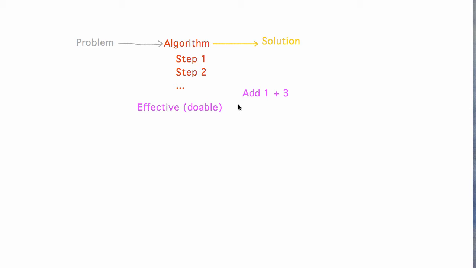On the other hand, win the lottery is not an effective step because no one has a surefire way of doing it, so it can't be carried out on demand. The steps in an algorithm also have to be what are called definite, meaning that there is no uncertainty about what they mean. The previous add 1 and 3 example is pretty definite, whereas the famous direction "Go west, young man" is not, because it is unclear how far west one should go and whether one is supposed to stay in the west after getting there.